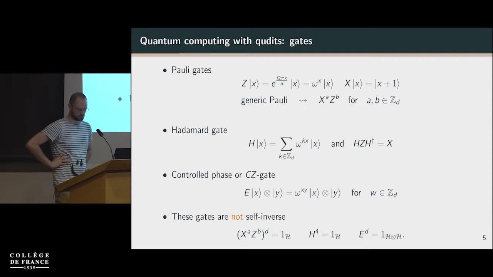Now, a key difference from the qubit case is that these operations are no longer self-inverse, and this is going to come up in a couple of slides later in the talk. But they verify instead these relations here, where I use 1 to denote the identity operator on the Hilbert space.